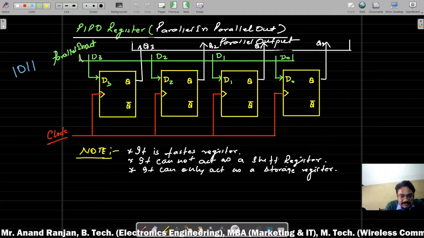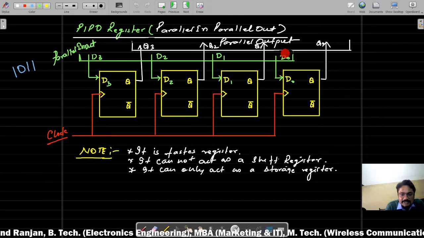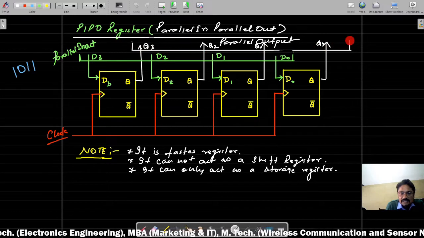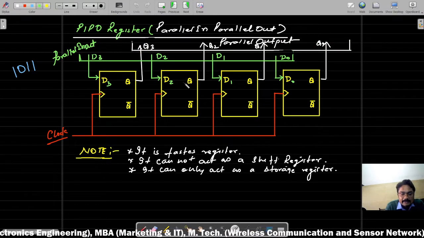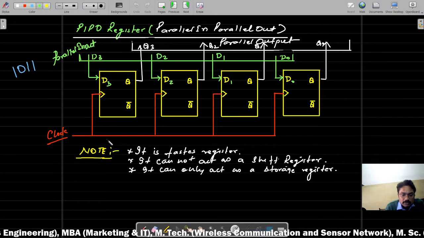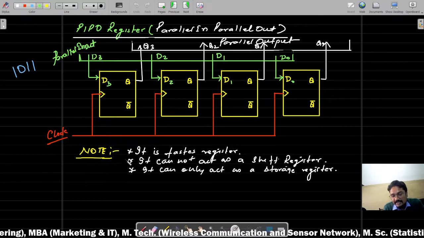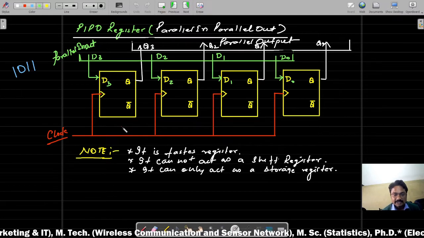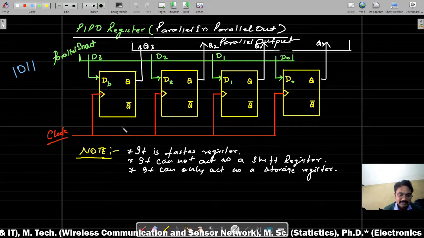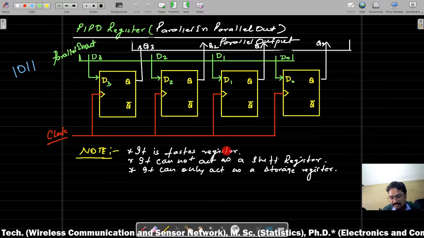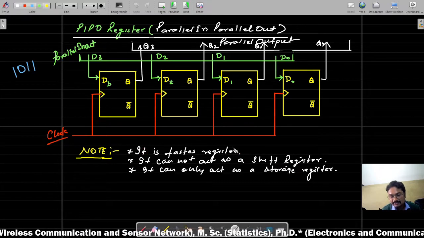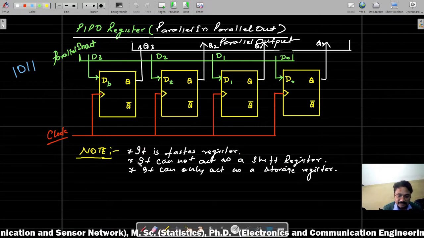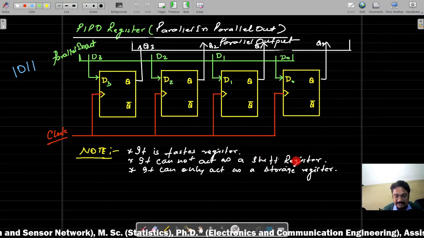So you can see the green lines over here represent the parallel data input, and the white lines are the parallel data output. Okay. So, an important conclusion regarding this classification, especially in the case of this PIPO register, is that it is the fastest register among all which we have discussed in the previous slide, and it cannot act as a shift register.